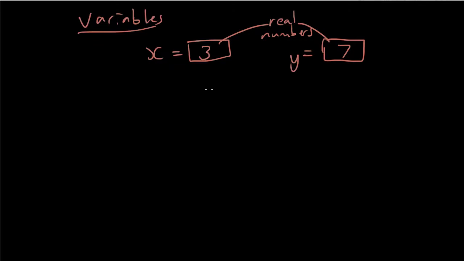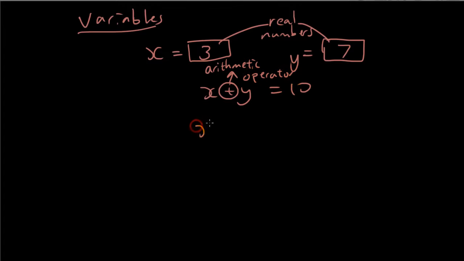So for example, I can say x plus y equals 10, right? This operator here, the plus sign, is called an arithmetic operator. So what's another arithmetic operator? x times y. 3 times 7, 21. Not very awake right now because it's 10:30. But anyway, that's plus and that's times, and you can think of minus and divide and all that.